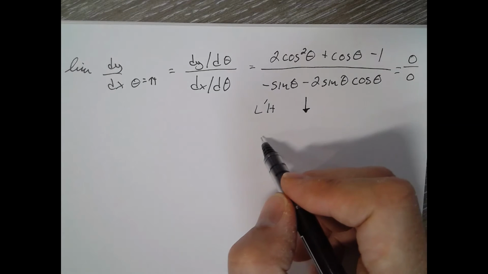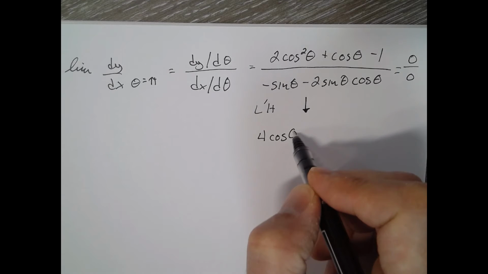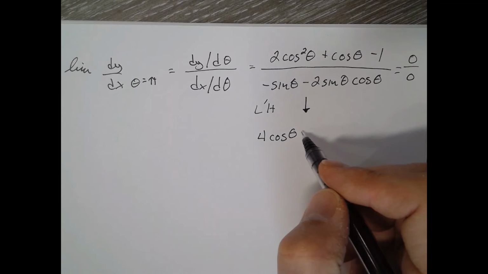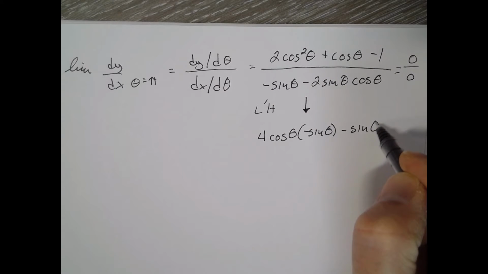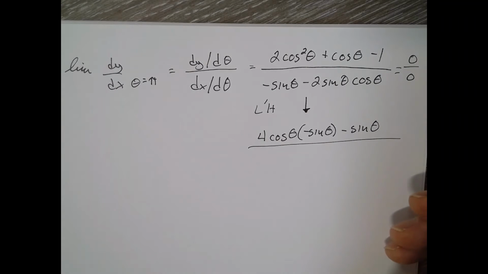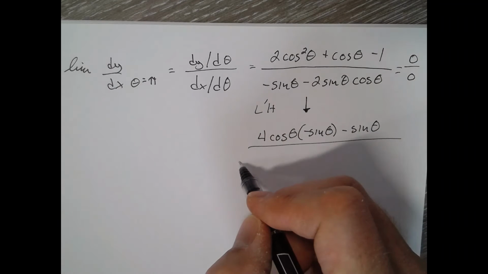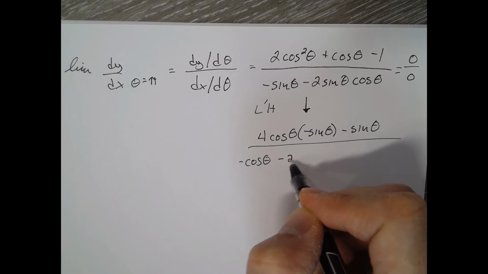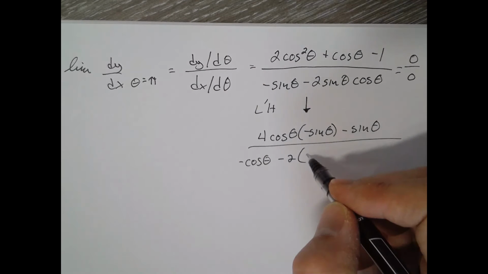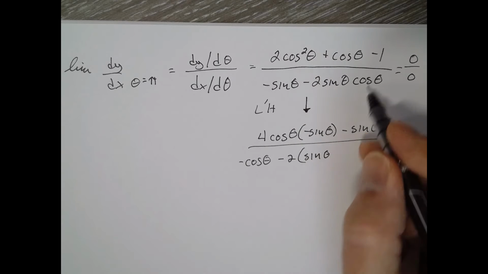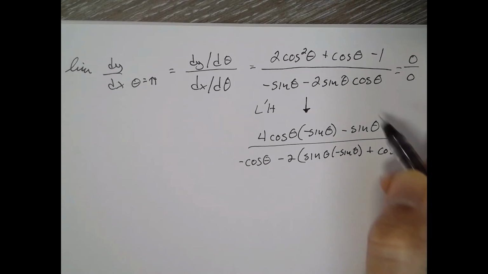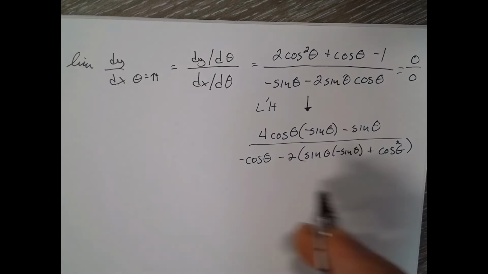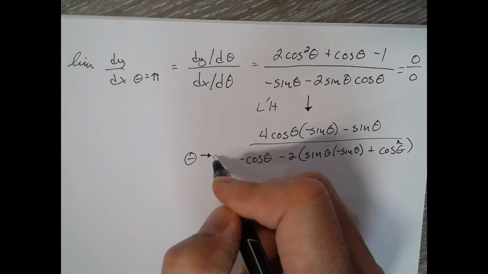So I get 4 cosine theta times the derivative of the inside, which is negative sine theta, minus sine theta. Derivative of negative sine theta is negative cosine theta minus 2, and then I'll do a product rule here. So sine theta times the derivative of that, which is negative sine theta, plus cosine theta times the derivative of sine theta, which is cosine theta, so cosine squared theta.